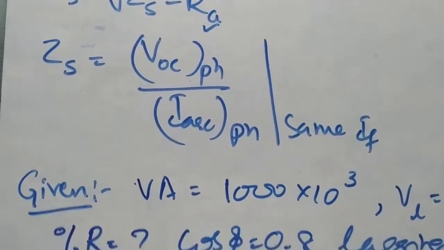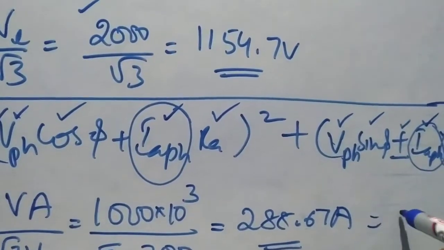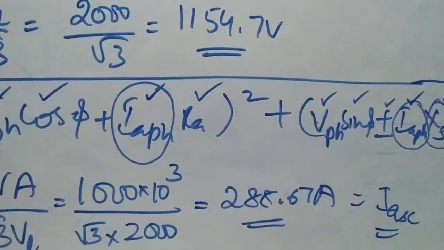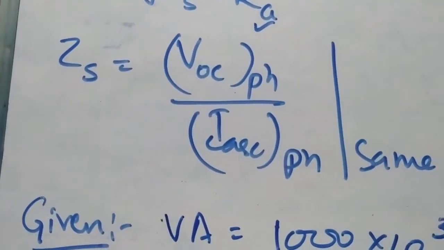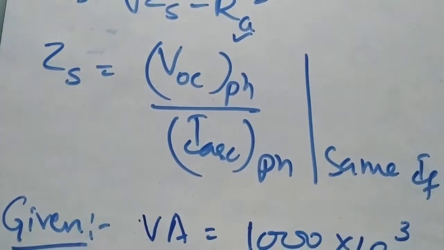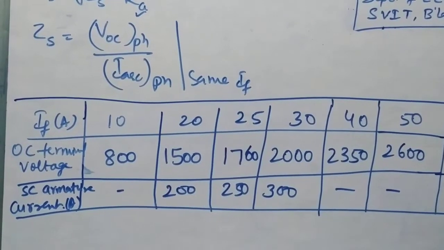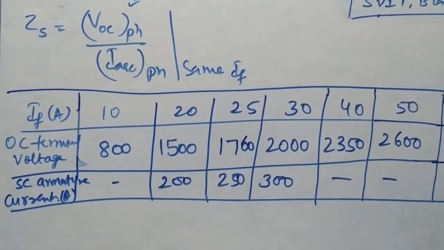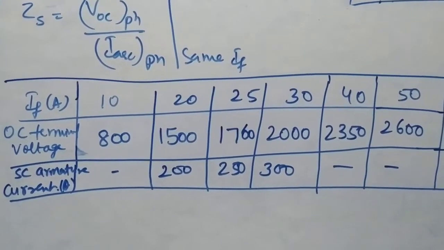The ISC phase value will be the same as 288.67 itself. So this itself will be your short circuit current. But we have to get the value of the VOC phase. Now let us plot the characteristics from the given table. This table will be given in the problem itself, with the values of field current, OC terminal voltage, as well as short circuit armature current.